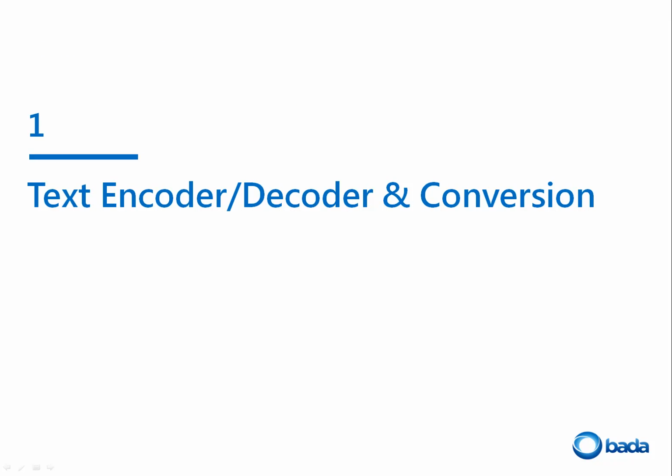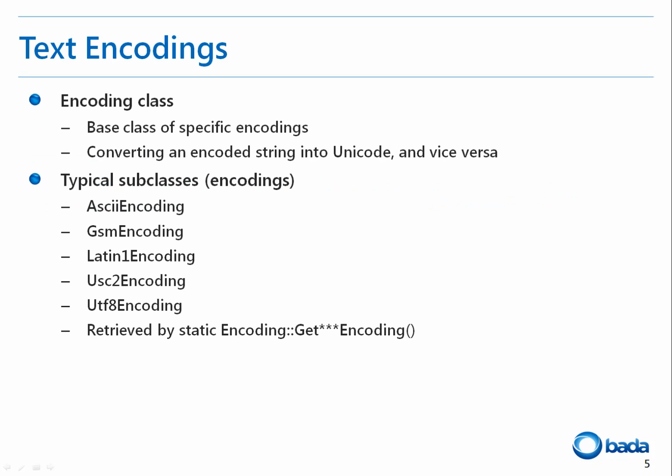I'll start with the text encoding and decoding. The encoding class is the base class of each individual encoding class. This class provides functionality to convert a string from a specific encoding method to Unicode and convert Unicode characters into an encoded string. BADA provides the ASCII encoding, GSM encoding, Latin 1 encoding, UCS2 encoding, and UTF-8 encoding functions by default.